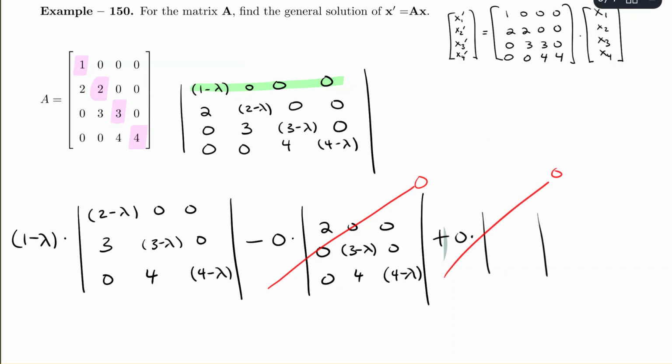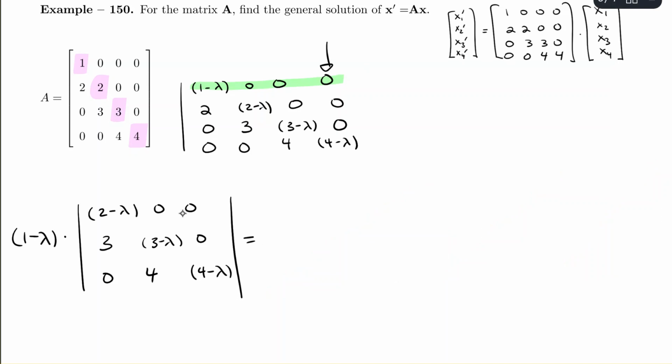And then we move to the next item. Here's our 0. Minus 0 times whatever this determinant is. But again, 0 times anything is 0. So if we expand along the first row, because there's a lot of 0s there, it's going to work out particularly nicely.